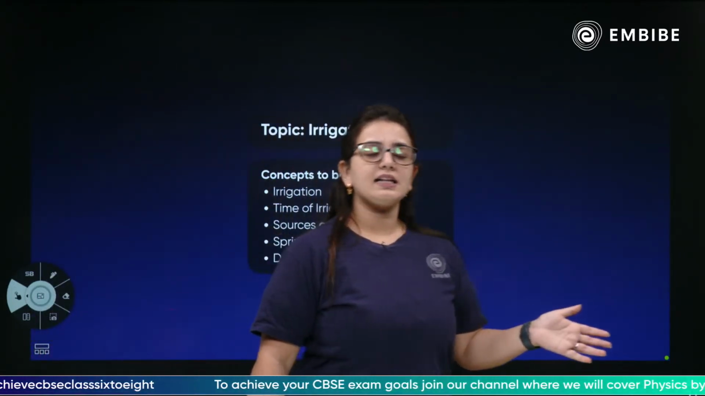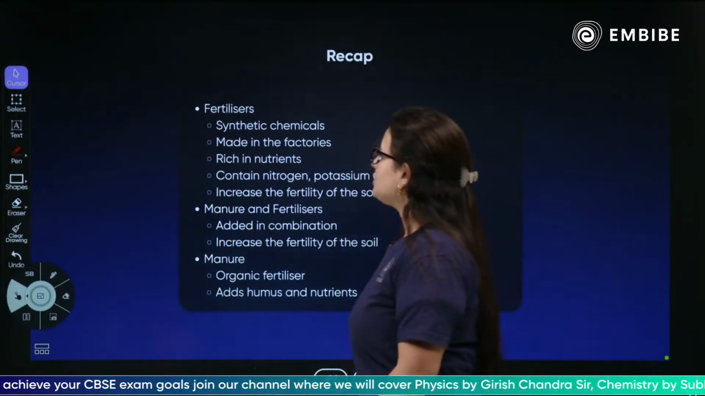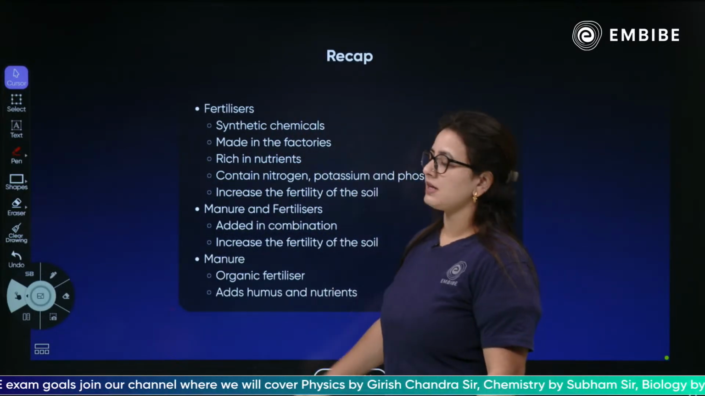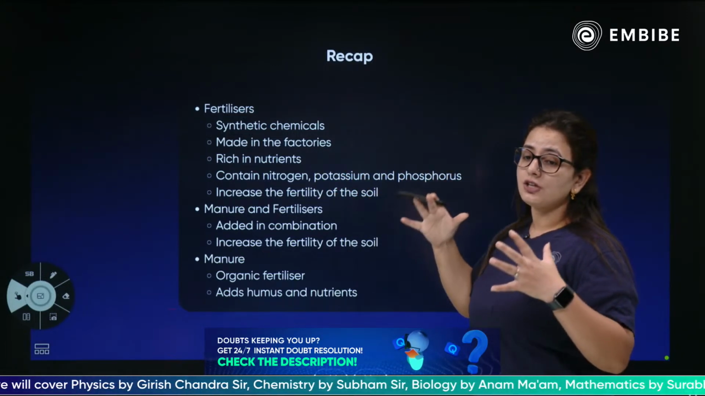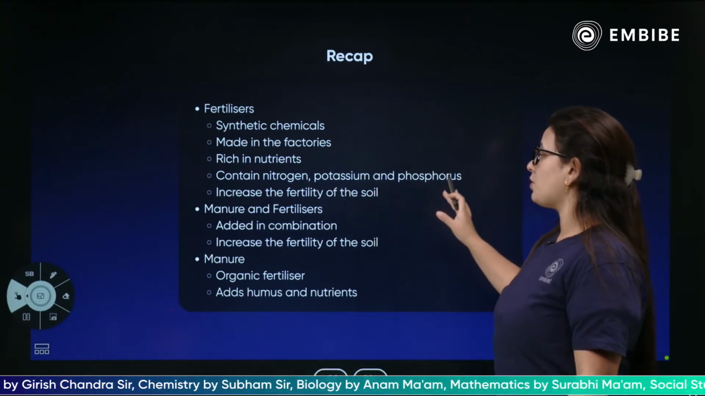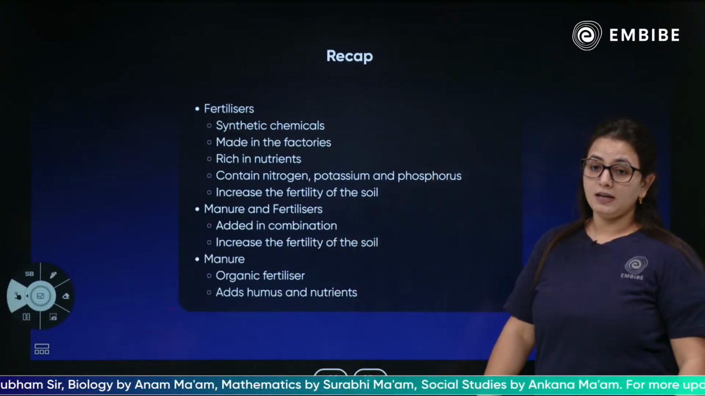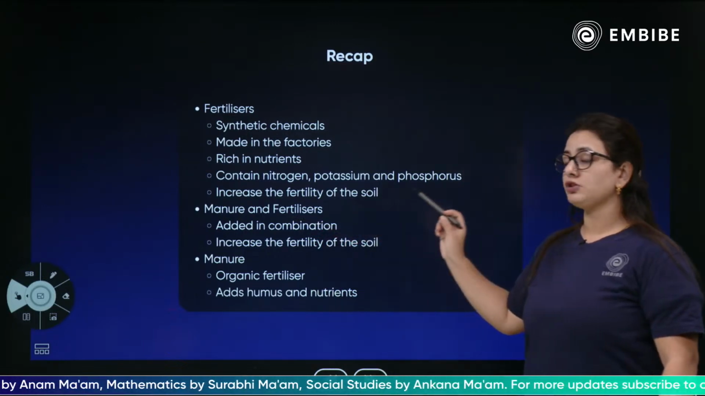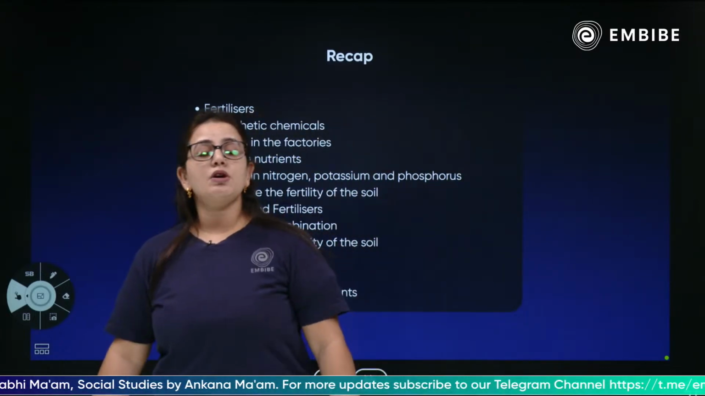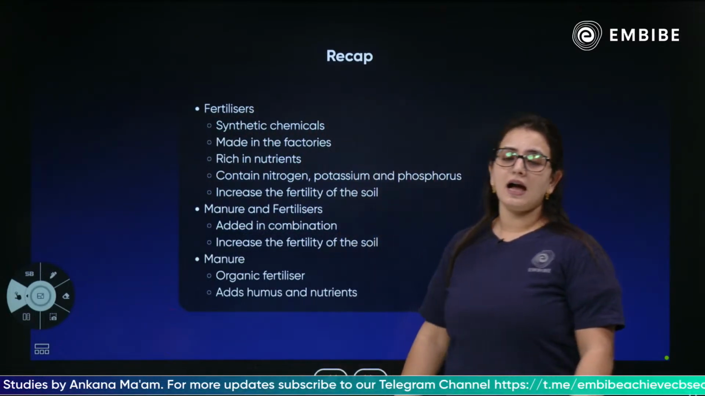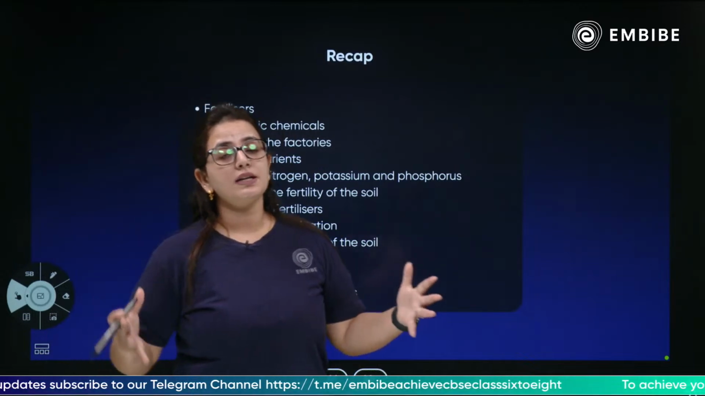But before we start, let's have a quick recap of what we studied in the previous session of this chapter. We studied fertilizers. Fertilizers are synthetic chemicals made in factories, rich in nutrients, and the very essential fertilizers are nitrogen, potassium and phosphorus. Fertilizers increase the fertility of the soil. Then we have manures and fertilizers added in combination, which also increases the fertility of the soil. Manure is different from fertilizer because manure is absolutely organic and it adds humus and nutrients to the soil to increase fertility and crop production.